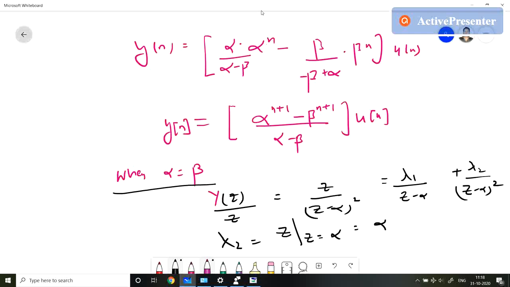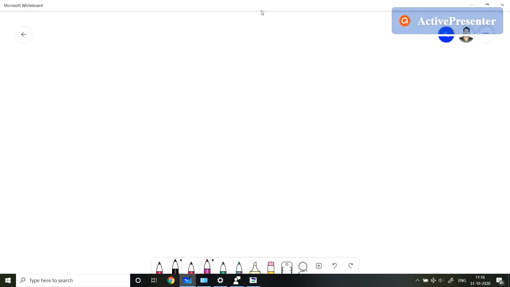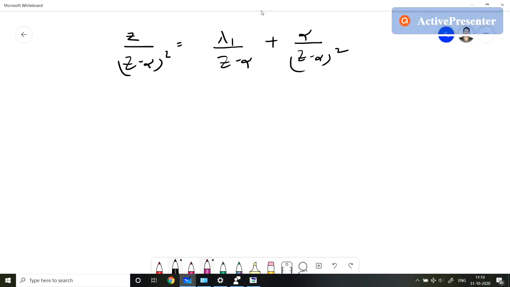And then Y(z) divided by z we can write as z divided by (z minus alpha) square, and that is equal to lambda 1 divided by z minus alpha plus alpha divided by (z minus alpha) square. Now what we can do is set z equal to 0.